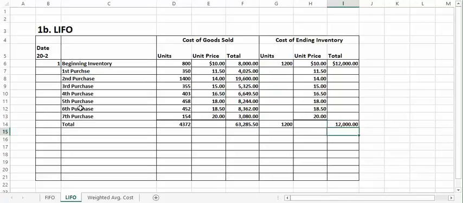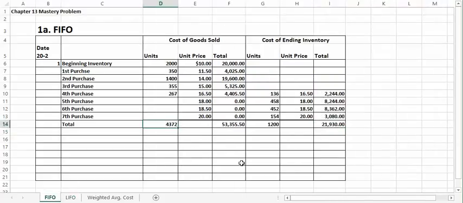And so when you're doing your homework, FIFO, you're going to keep the newest items in ending inventory. So for example, if you're a grocery store, you're going to get rid of the milk that's going to expire the soonest, that you've had the longest, first.